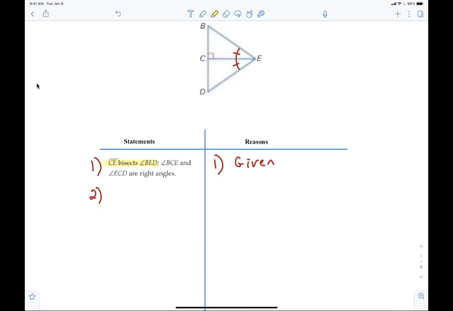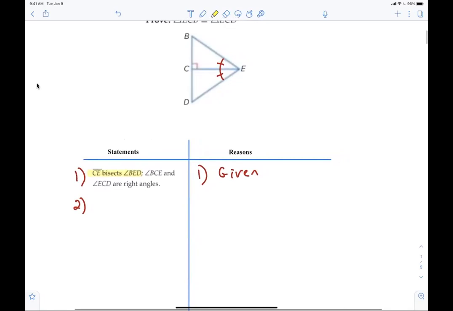All right. So I found BED and I found CE, and CE bisected that angle. So now, of course, Lexi would tell me that angle BEC is congruent to angle DEC. And of course, we just simply write, that's the definition of bisect.